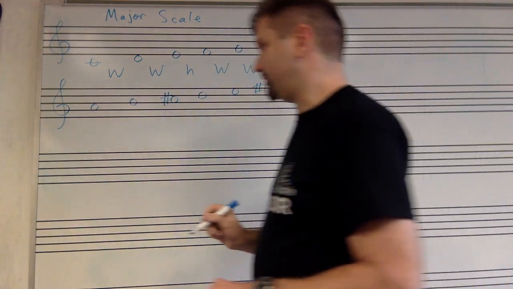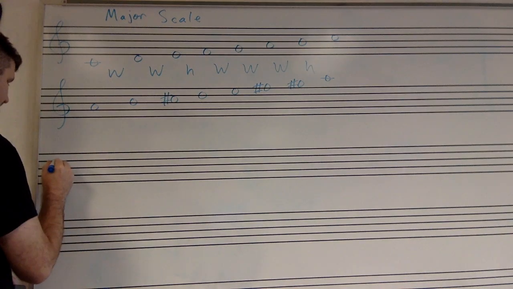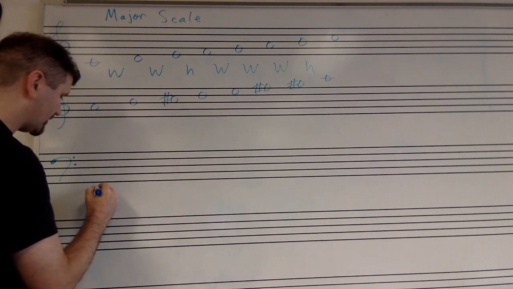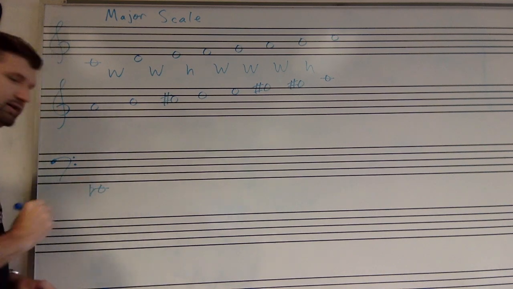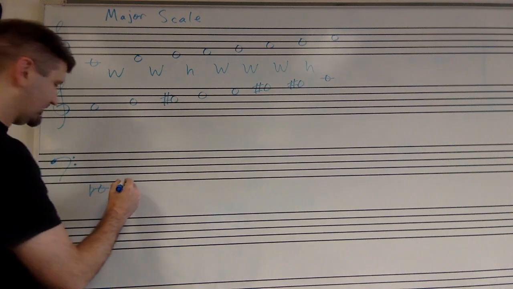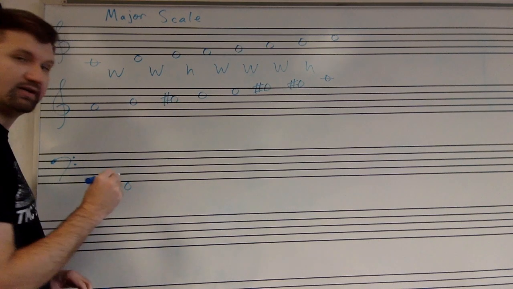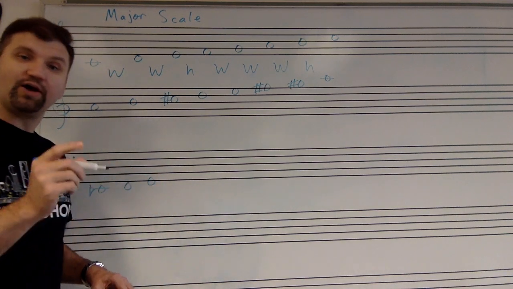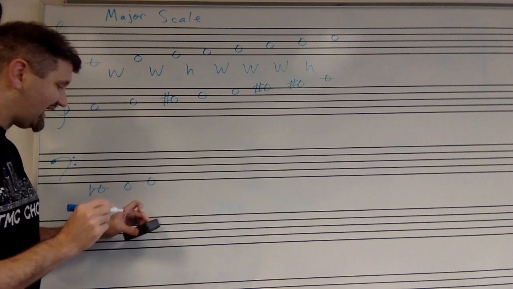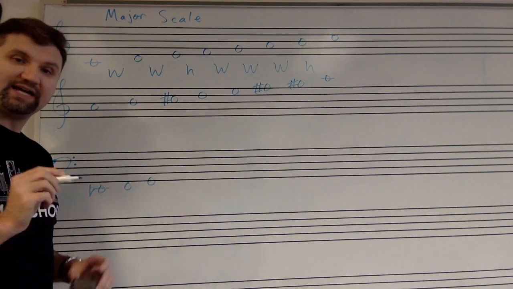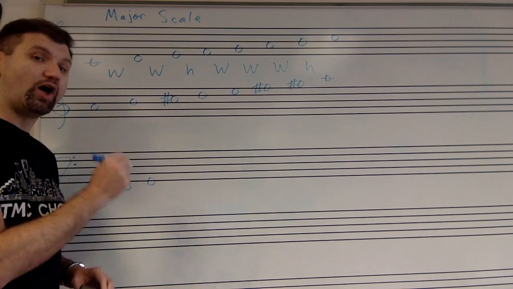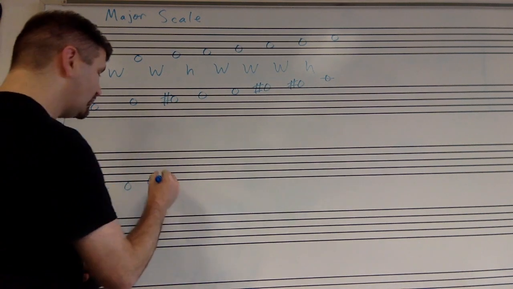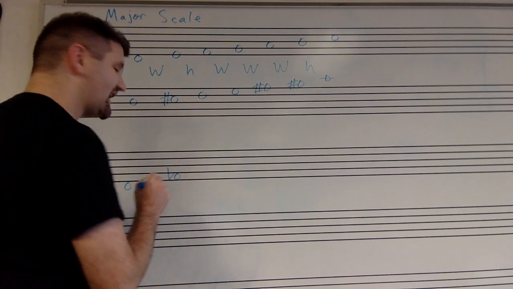Let's try one more example. We'll do bass clef this time. If we start on E flat, now we have a whole step from E flat to F, and a whole step from F to G, and now a half step. We can't put G sharp as a half step above G because we've already used the letter G. Instead, we have to write A flat.